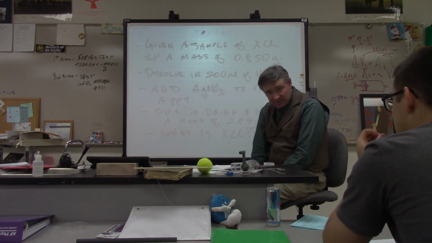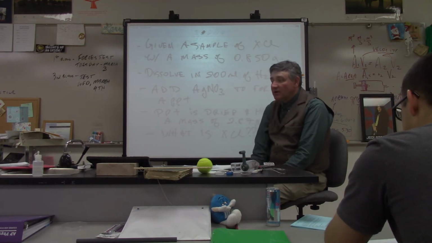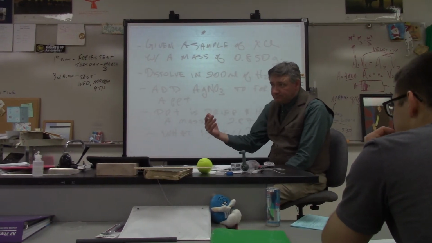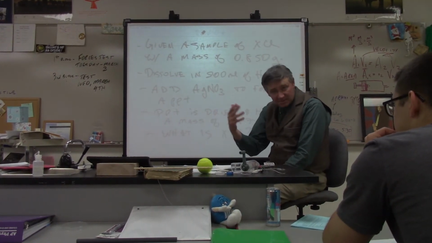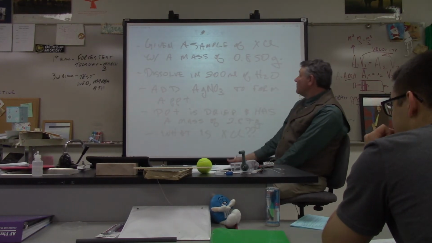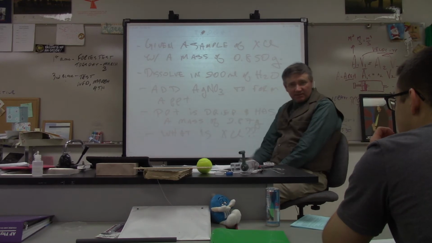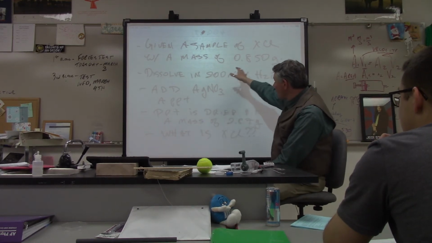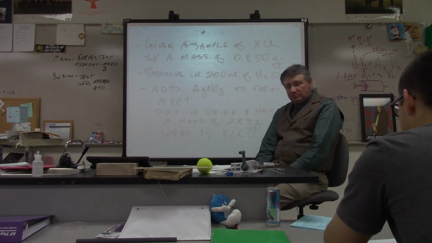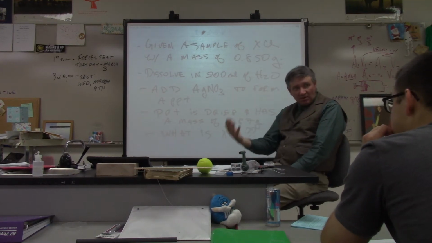It could be copper, for example. You could have copper 1 chloride. You could have silver chloride. You could have any number of ones that have a charge of 1+, but you know it has to have a charge of 1+. But the problem is I don't know what X is. But I know how much mass of that I have. So I'm going to dissolve it in water. So right away I know that this thing is soluble.